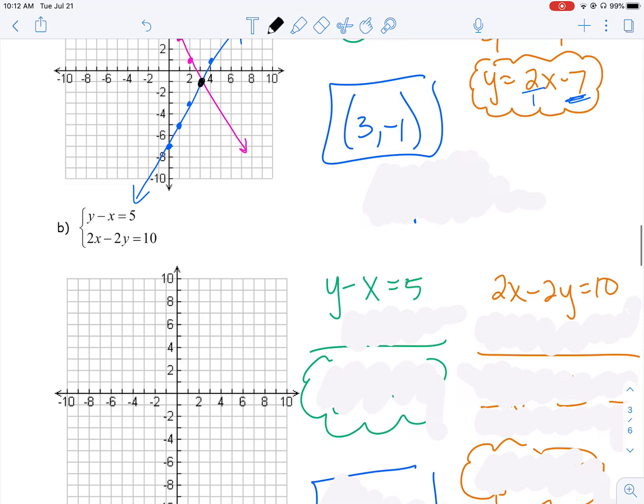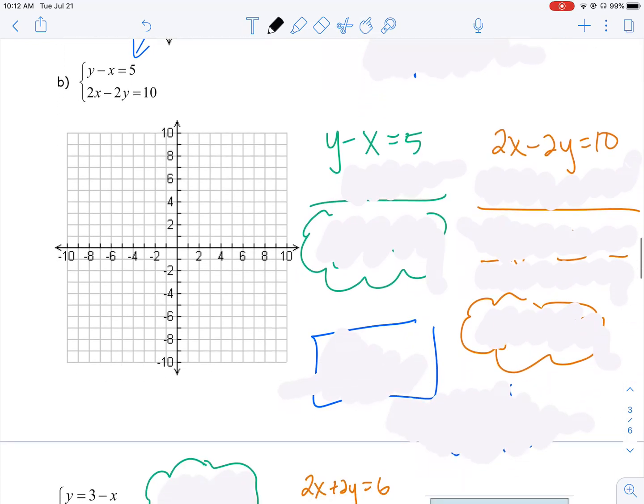Let's do another one. Look at B. I want to solve by graphing. So what I'd like you to do is pause the video. I'd like you to take the first step by yourself and put both of these equations into slope-intercept form, y = mx + b. Practice that first, then come back with me, and then we'll graph them together.